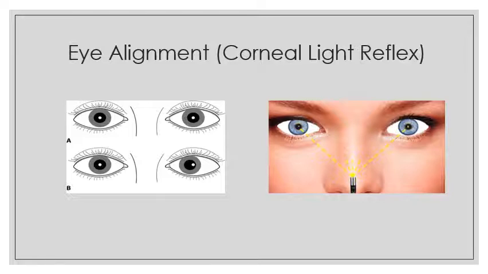Hirschberg test or corneal light reflex testing is used for screening of strabismus. Use a pen light at a distance of 25 to 30 centimeters from the eye, midway between both eyes. Compare where the light reflex is seen in both corneas.